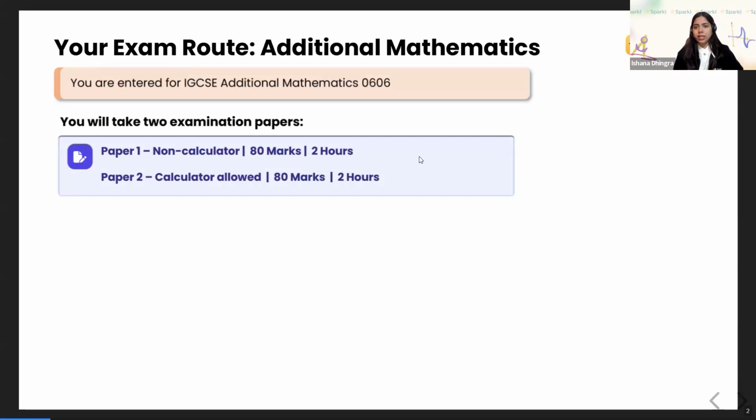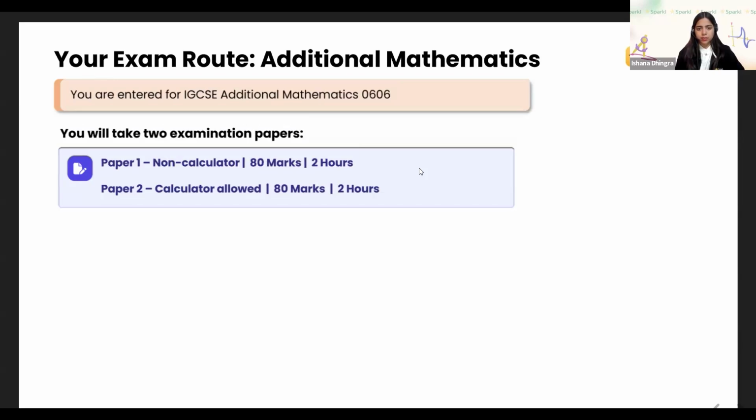Okay. Let's see one more question. Okay. Give me 1 second. Weightage for each paper is 50% in the final score. Yes. So weightage for each paper is 50%. That means both are equally important. Okay. Now, do you think paper 2 is easier because we have a calculator in that?